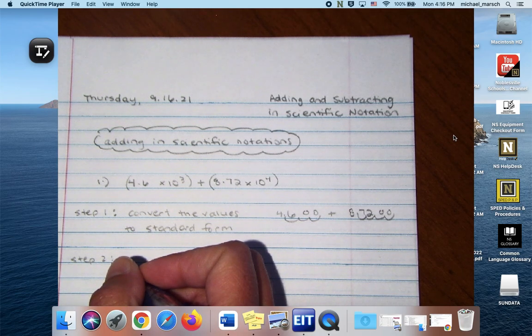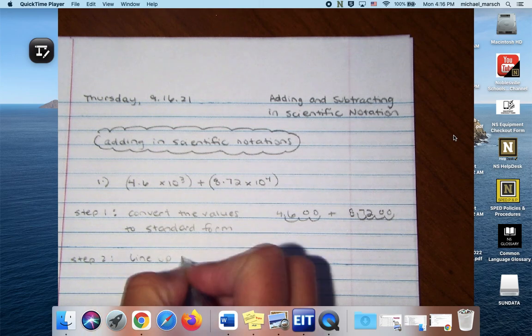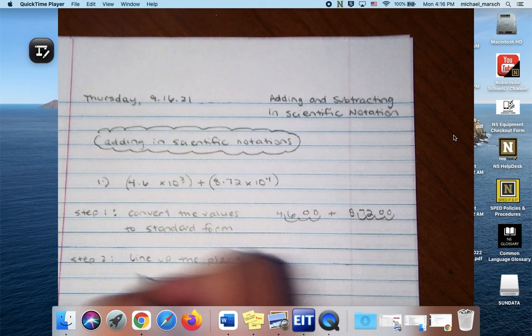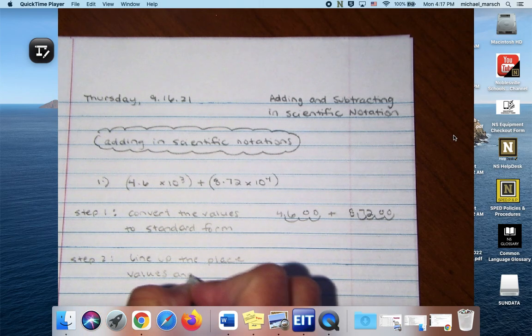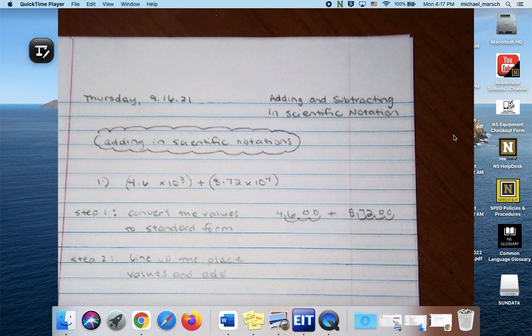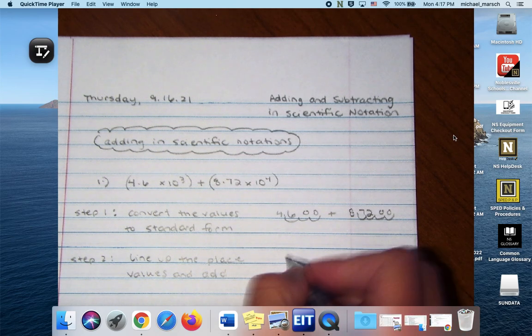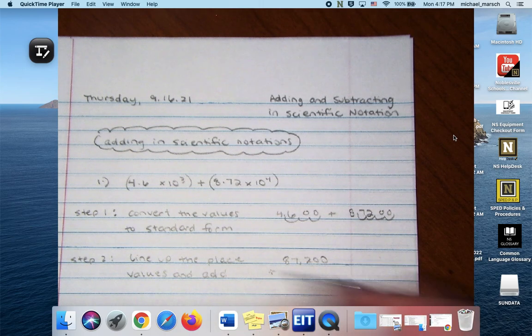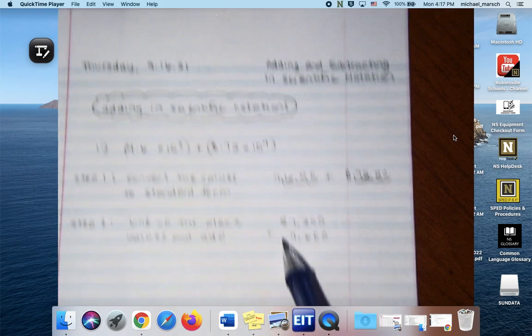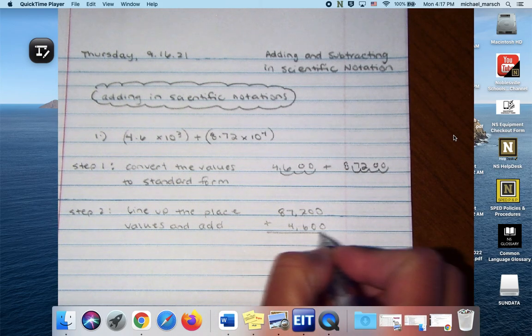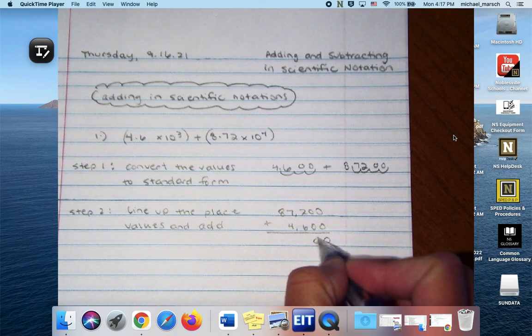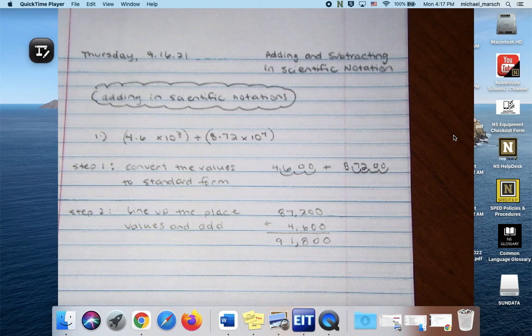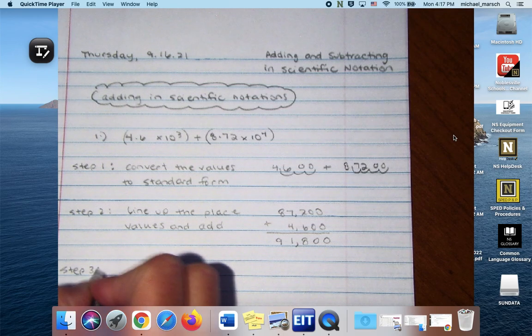And my step 2 is to line up the place values and add. Okay, so I have 87,200 plus 4,600. It's very important you line up the place values. If you had the 4 under the 8, you're going to get an extremely different answer, and I don't want you guys to make mistakes just because of that. So now I add these up, and I get 91,800.